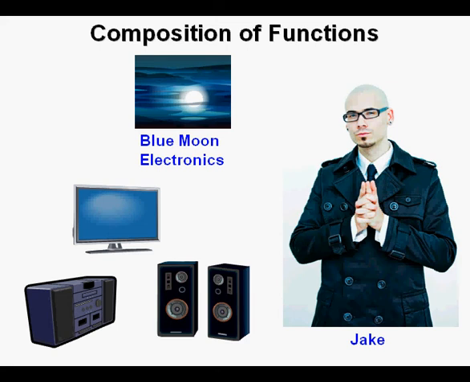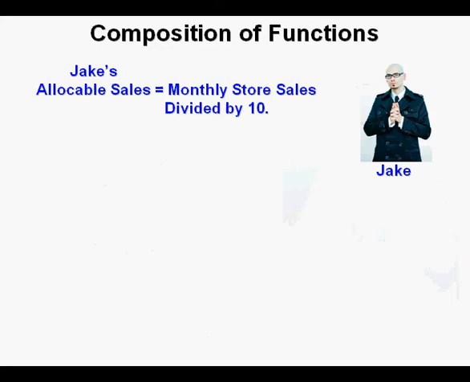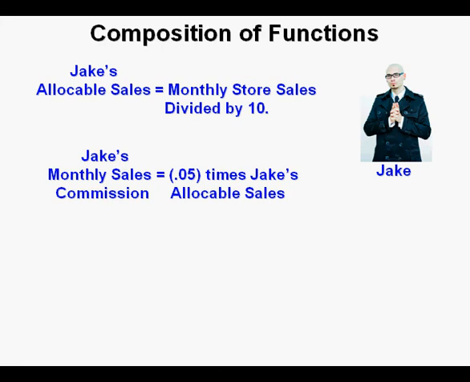In this example, Jake is a sales rep at a high-end electronics store, Blue Moon Electronics. He sells home theater systems and other home consumer electronics. In order to promote an atmosphere of working together for sales and service, the 10 sales reps split the sales commissions evenly between themselves. Jake's allocable sales is determined by dividing the total monthly store's sales volume by 10. And then Jake's monthly sales commission is determined by taking his allocable sales and multiplying them by 5% or 0.05.